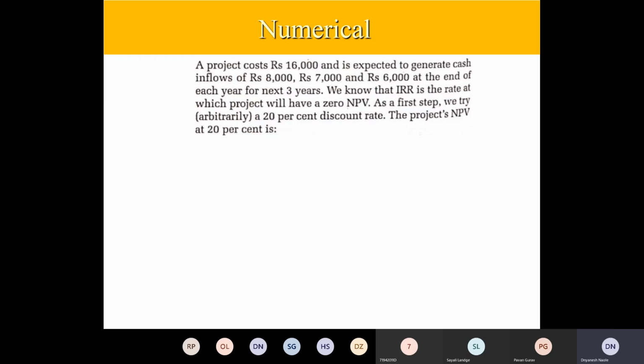Okay, so you just try to do this quickly. All of you know how to find out net present value? Yes or no? Yes, sir. So you try to find out now. 16,000 is the initial investment, 8,000 after first year, 7,000 after second year, say, and 6,000 after third year we are earning on this project. So at 20% of discount rate, what is the NPV, whether it is coming positive, negative or zero? Just try to find out quickly.